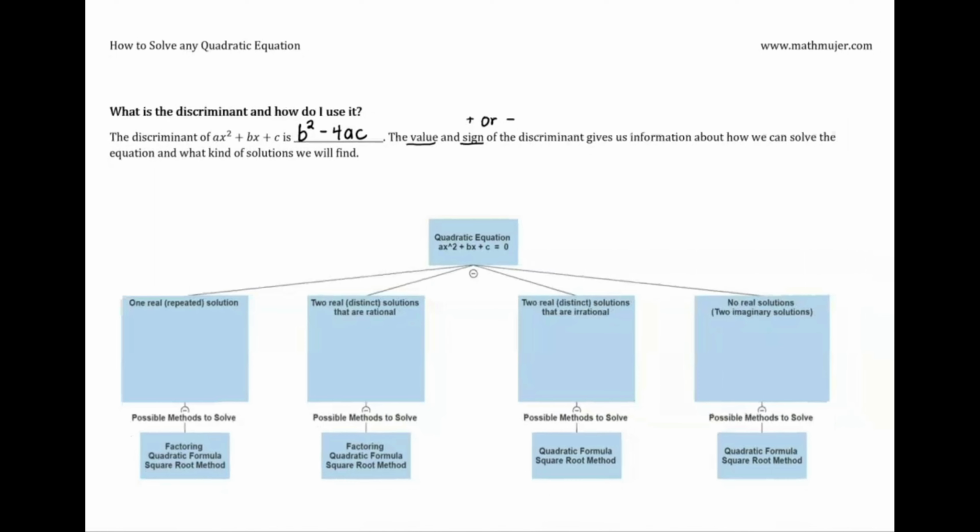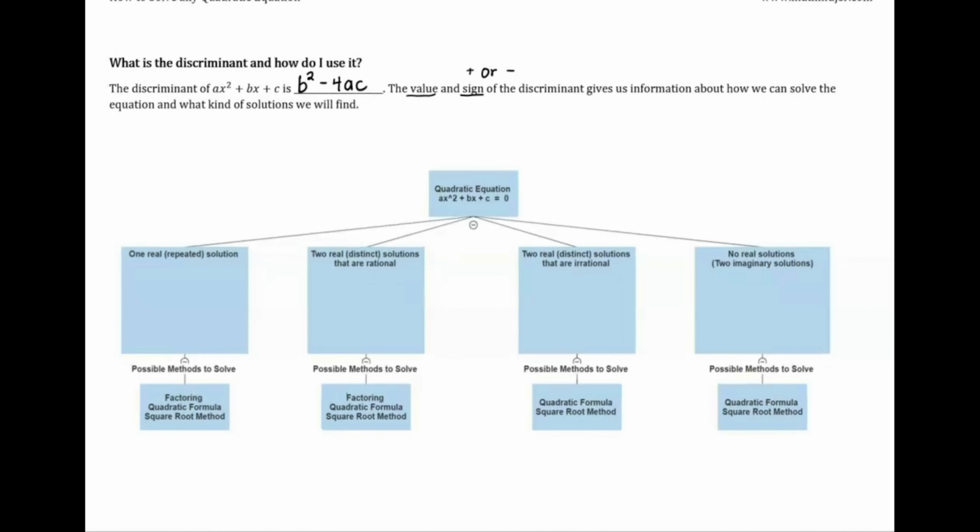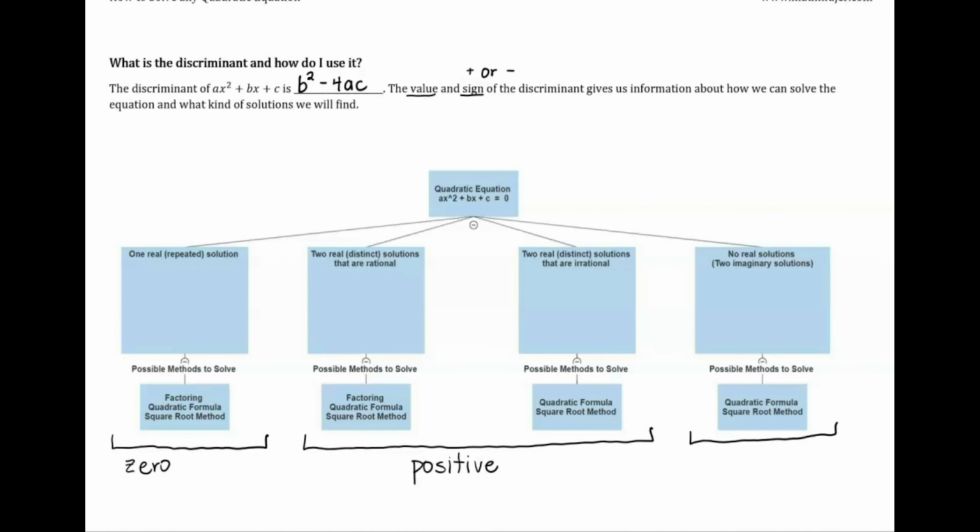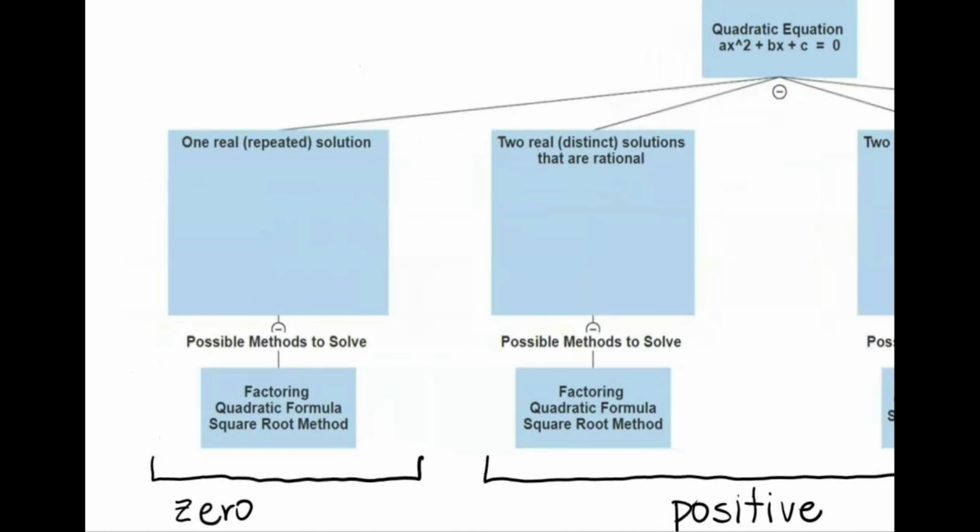So the first case that we're going to look at is what happens when the discriminant is 0. So this first box here, we're going to talk about when the discriminant is 0. We're also going to talk about what happens when the discriminant is positive, if b squared minus 4ac gives us a positive number. And then the last scenario is what's going to happen when the discriminant is negative. So we're going to go in and analyze all 3 of those a little bit closer. So let's start with when the discriminant is 0.